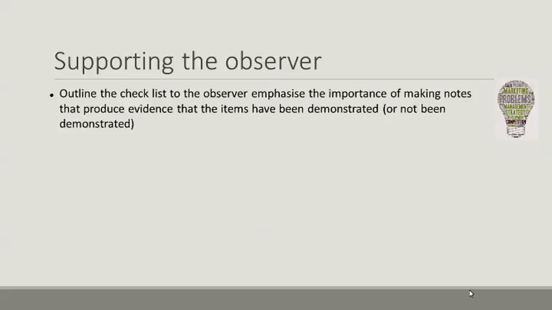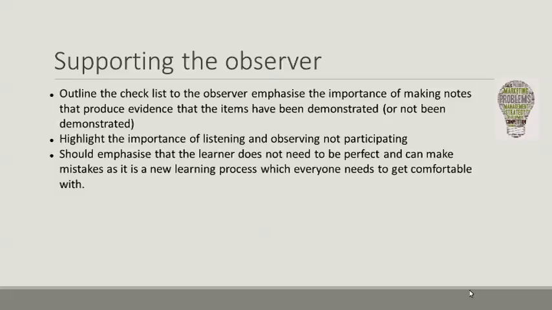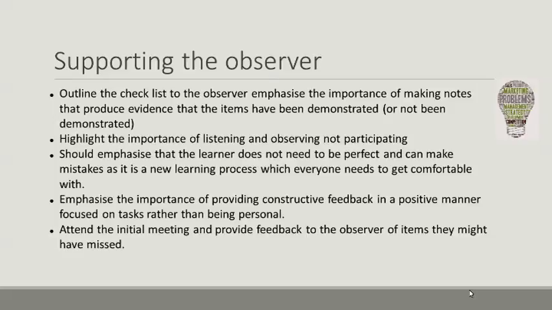To help support the observer, outline the checklist to the observer and emphasise the importance of making notes that produce evidence that the items have been demonstrated or not. Highlight the importance of listening and observing, not participating. And you should emphasise that the learner does not need to be perfect and can make mistakes, as it is a new learning process which everyone needs to get comfortable with. Emphasise the importance of providing constructive feedback in a positive manner, focused on tasks rather than being personal. Attend the initial meeting and provide feedback to the observer of items they might have missed.